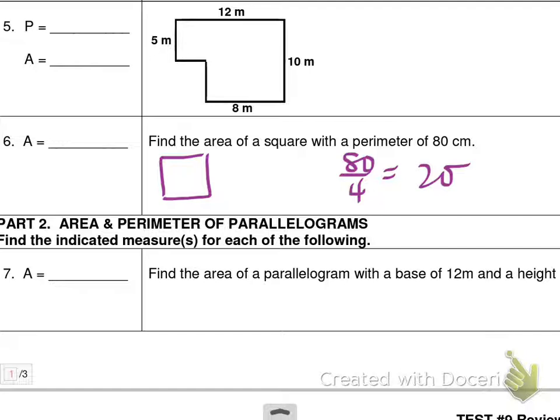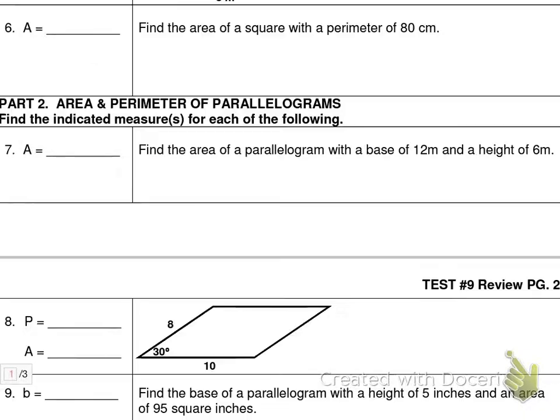Okay, number 7. Find the area of a parallelogram with a base of 12 and a height of 6. So that's just area equals base times height. Multiply those together to find your area.